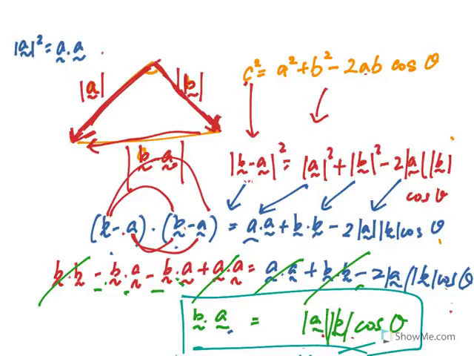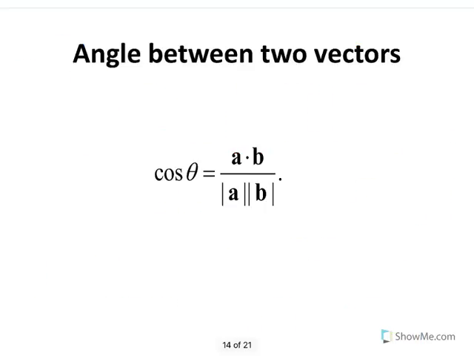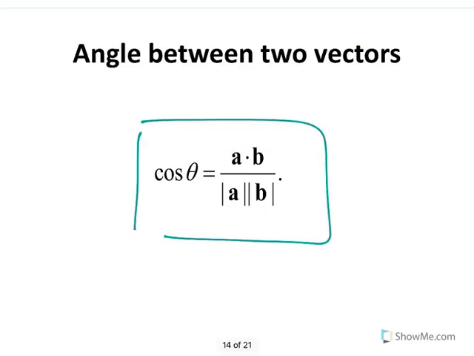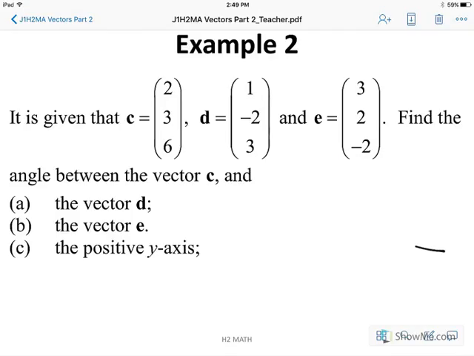So this is how we get the geometrical definition of the scalar product. With that we have this definition: cosine of theta, where theta is the angle between two vectors. You can also write it this way, which is the same as the dot product of A and B over the product of their moduli.